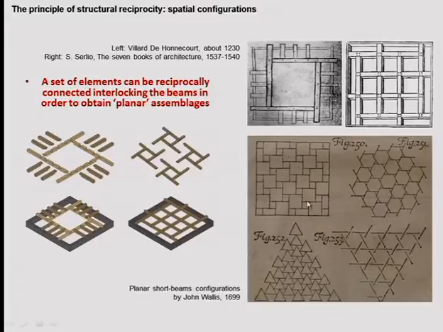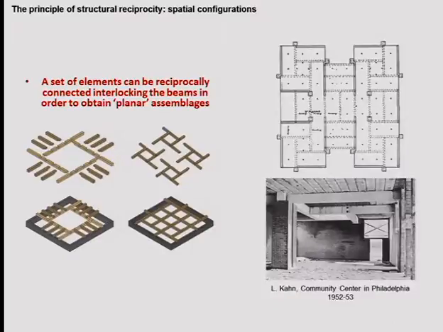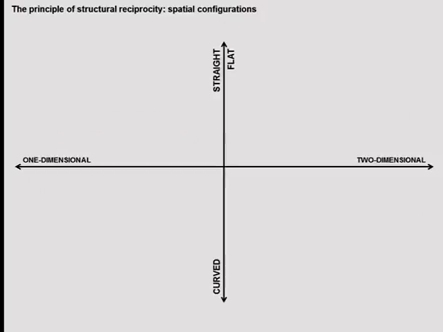John Wallis is the first guy, instead, after Newton, so already in a scientific phase of humankind, who did calculations of this type of structure. So he knew exactly what type of forces were acting on what beam. And even Louis Kahn has used this type of thing. Look at this center in Philadelphia by Louis Kahn. There is an arrangement of reciprocal beams done out of concrete. Of course, there is not the advantage of using the short beams, but it's probably an aesthetic reason behind that.